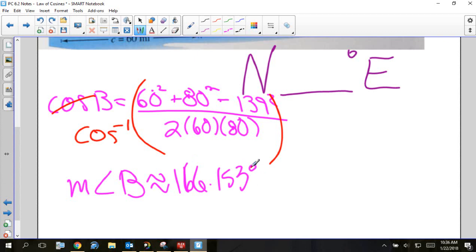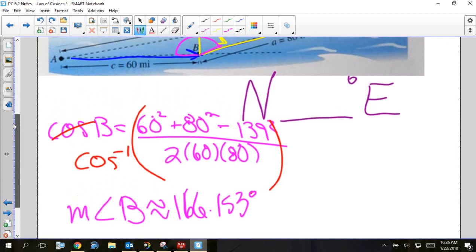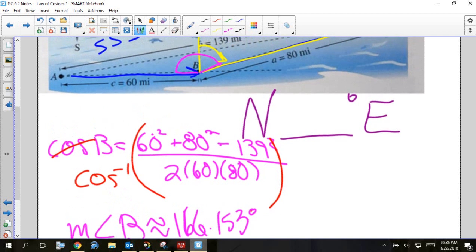Then you look at your picture and you say, well, angle B is 166.153. That's all of angle B. Do I want all of angle B? I want just this part of angle B. How am I going to get just that part?